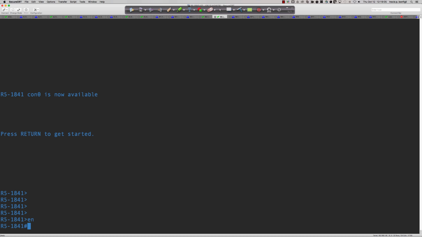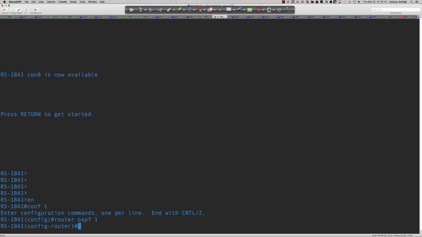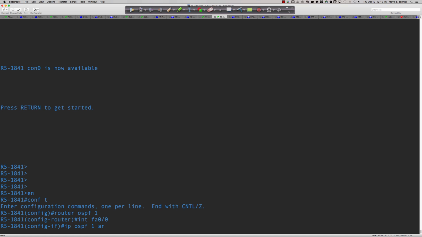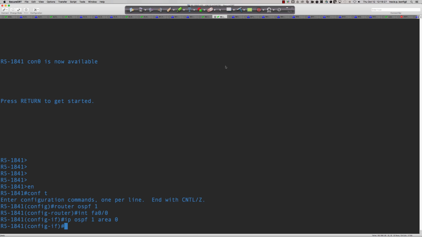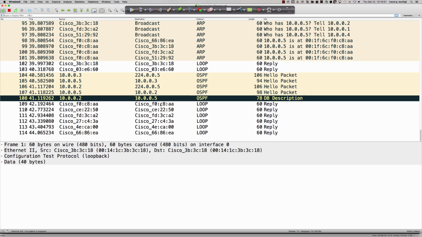So we're going to go into global config. I'm going to say router OSPF 1, and interface FastEthernet 0/0, IP OSPF 1 area 0. Now, as soon as I hit enter, router 5 is going to begin multicasting hello packets out to try to find out, is anybody else out there wanting to speak OSPF? And there's going to be a flurry of activity here, so get ready.